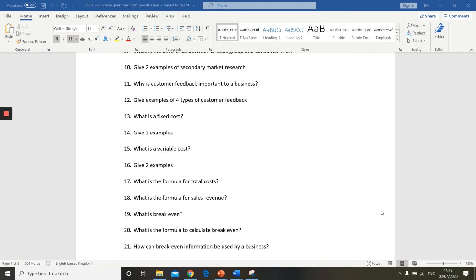Question 20. The question is asking you to write down the formula to calculate break even. Now, you need to think back to all the things we've been looking at. So far we've been looking at sales revenue, we've been looking at variable costs, we've been looking at fixed costs. Think about how we would construct that formula and write the formula down. If you're unsure, go back through your notes and look in your knowledge organiser. Pause the video now and note down the answer.